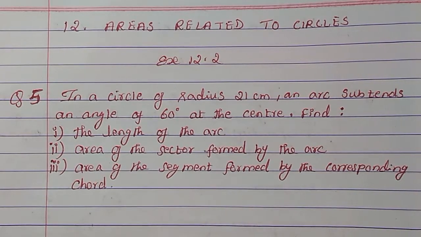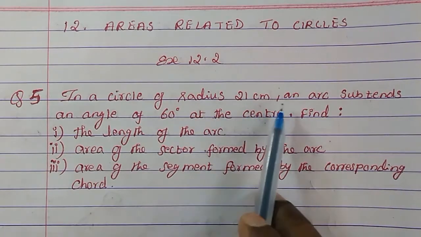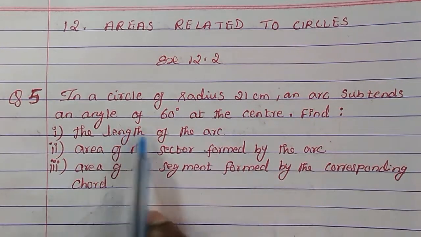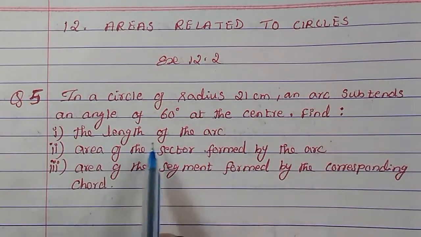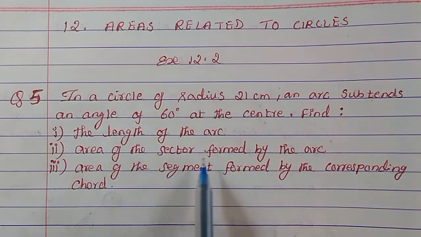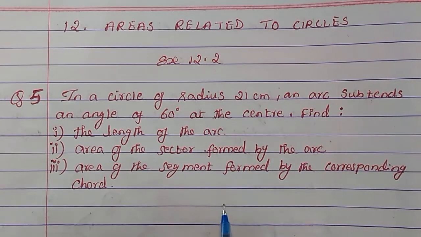Today we are going to study chapter 12, areas related to circles, exercise 12.2, question 5. In a circle of radius 21 centimeter, an arc subtends an angle of 60 degree at the center. Find the length of the arc, area of the sector formed by the arc, area of the segment formed by the corresponding chord. So let's try to understand the question.